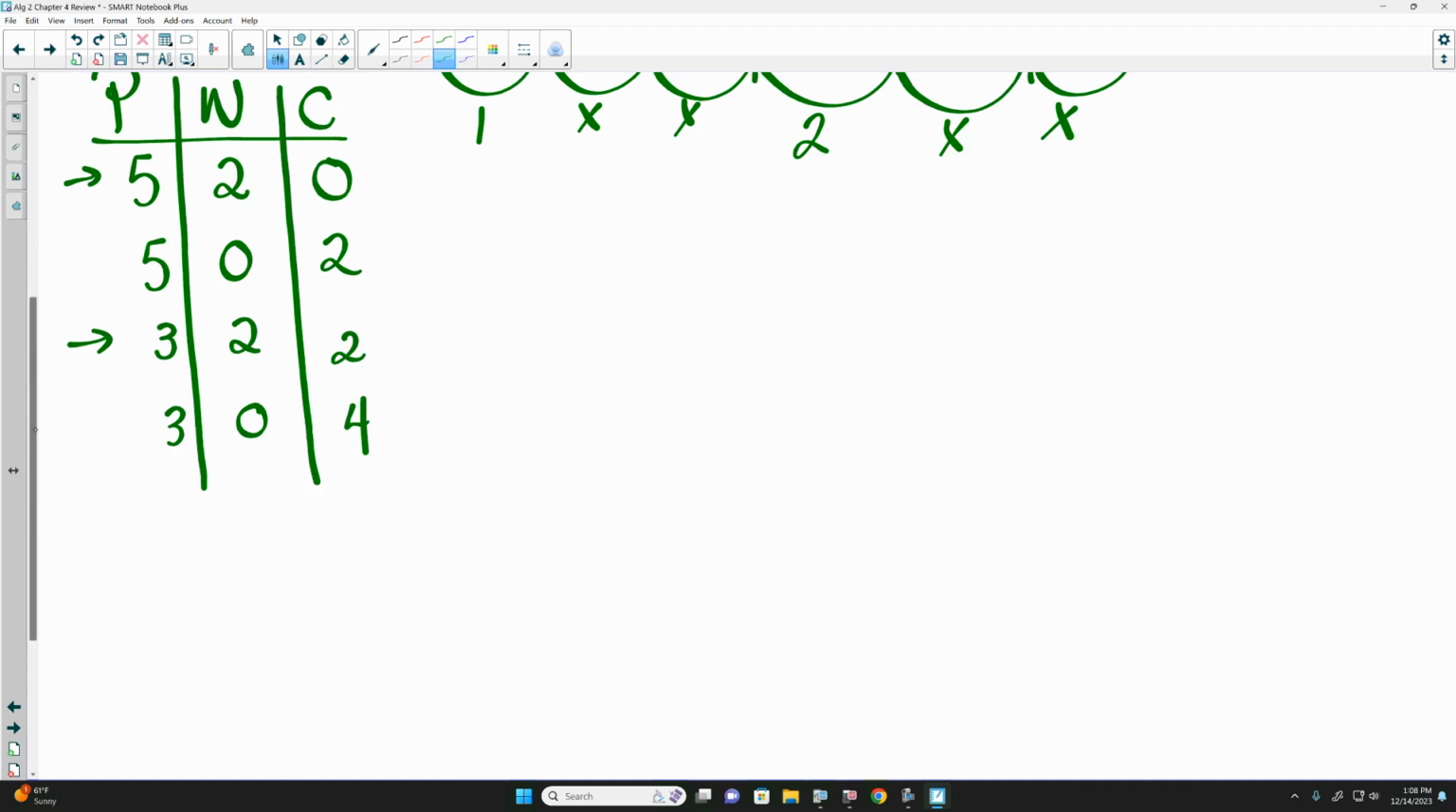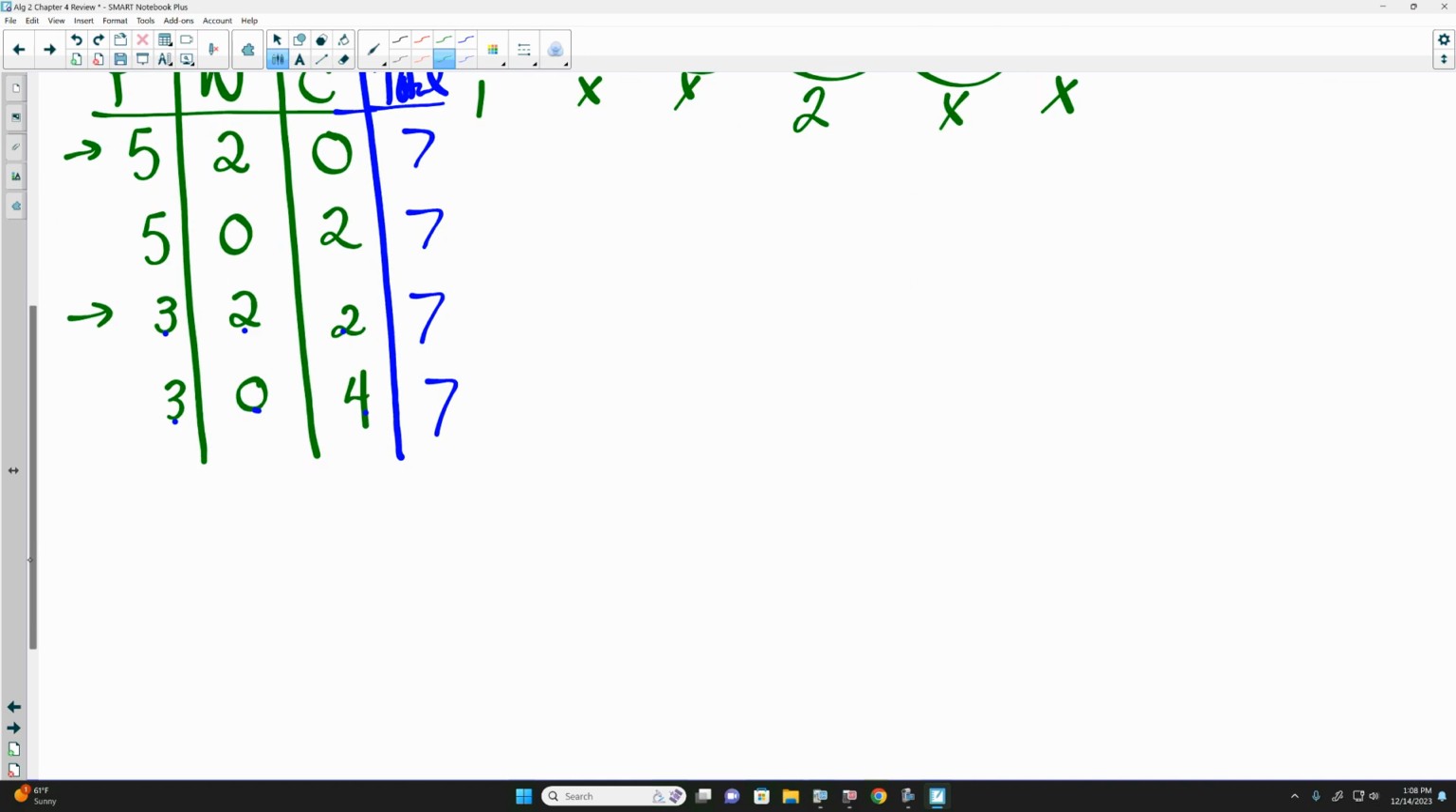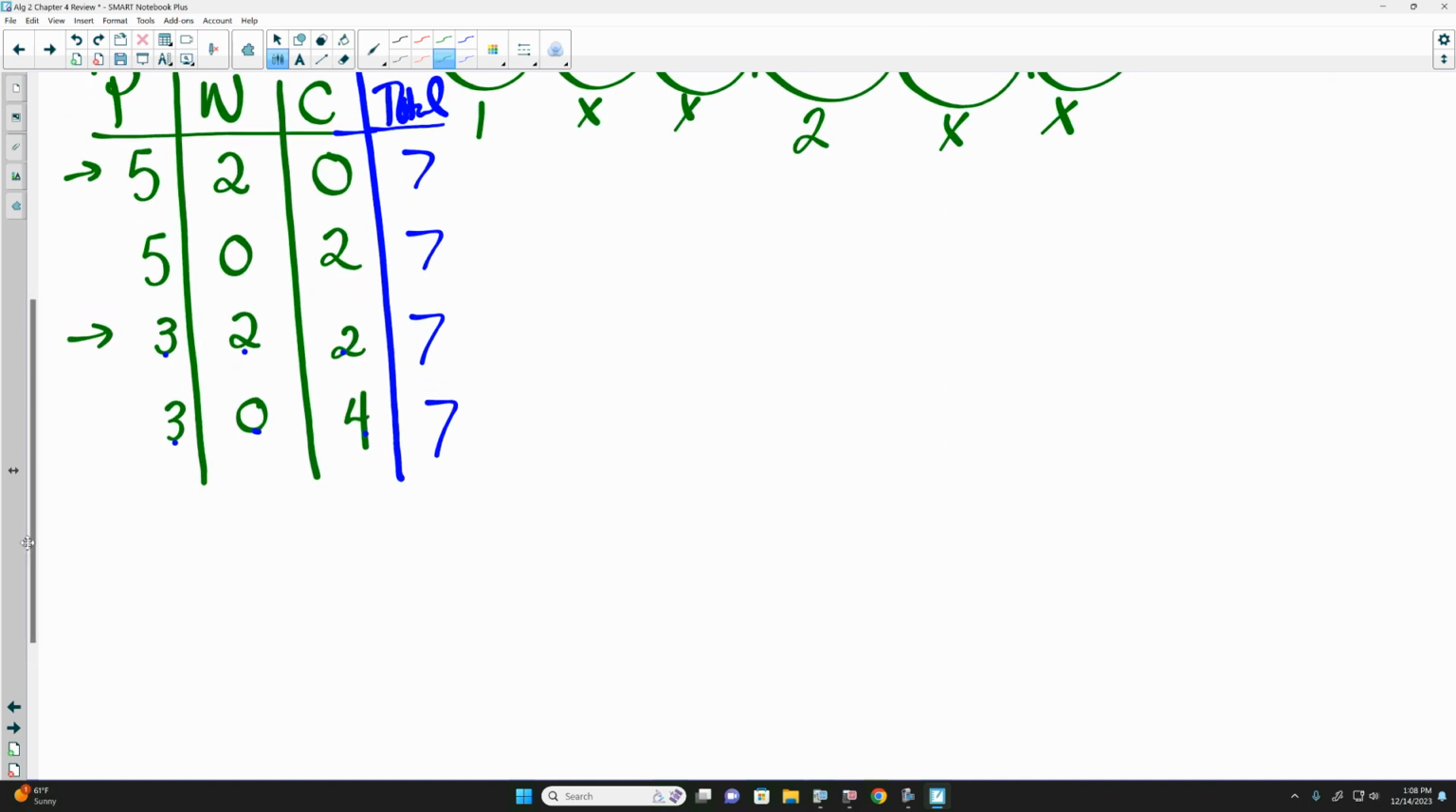Because again, if you need or want to, we can always add one more column, which is total, and just coming across the top. 5 plus 2 plus 0 is 7. 5 plus 0 plus 2 on the next one is 7. 3 plus 2 plus 2 is 7. 3 plus 0 plus 4 is 7. Because our total should always be 7, because that's the degree, the number of solutions.